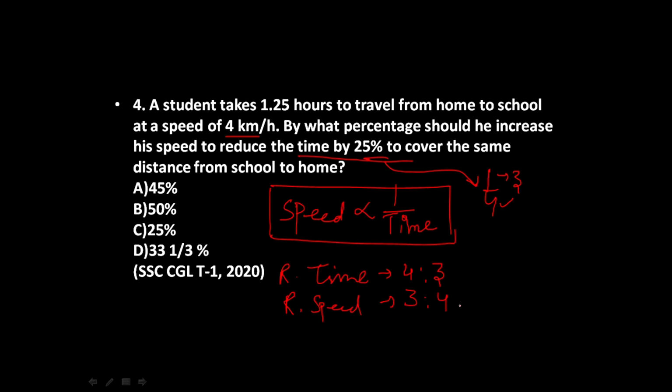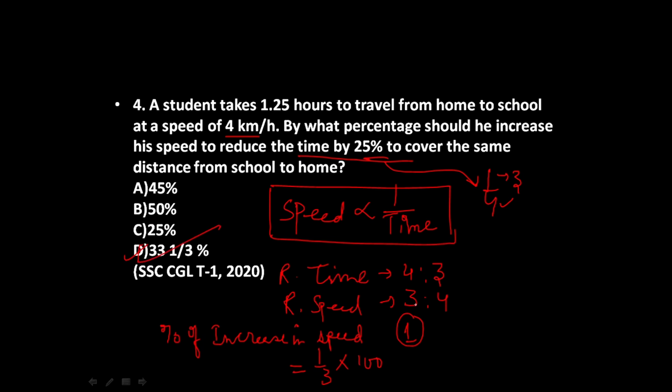So what's the difference? The difference is 4 minus 3, which means 1, right? The difference is 1. So what's the percentage of increase? Percentage of increase is 1 upon 3. So the percentage of increase in speed is equal to 1 upon 3 into 100, which means 33 and 1 by 3%, right?